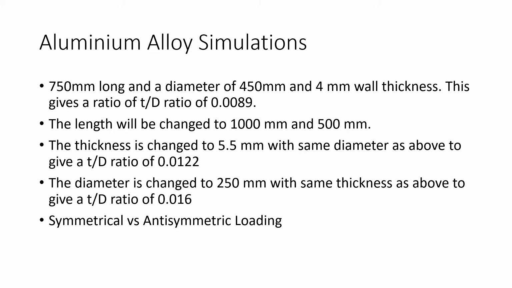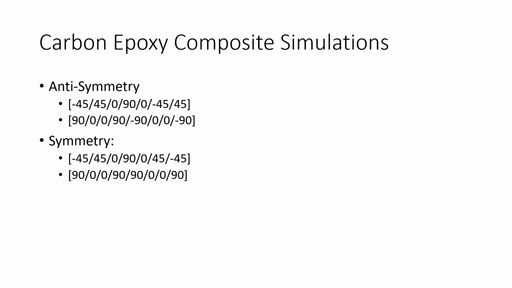The simulations run on the carbon epoxy composites will include the comparison between symmetry and anti-symmetry using the two following ply sequences: -45/45/0/90, and the other 90/0/0/90.